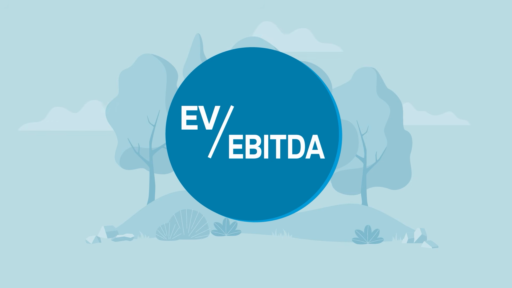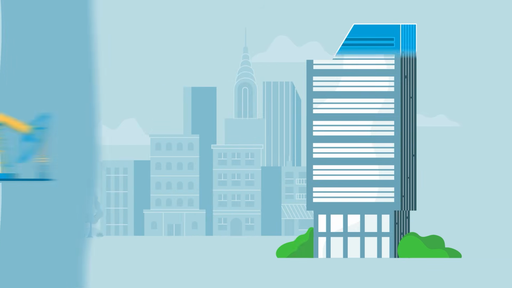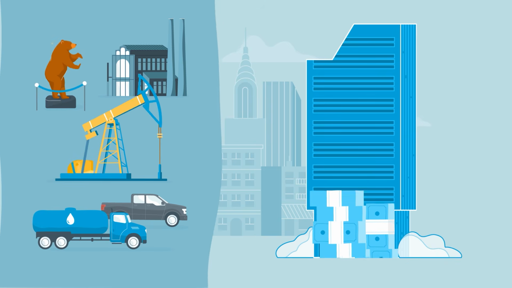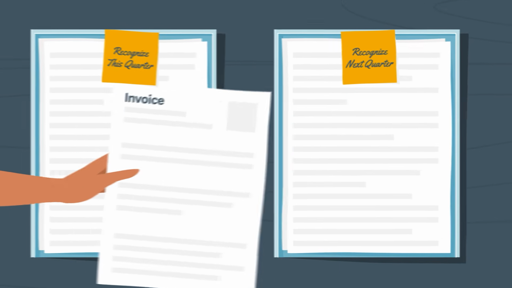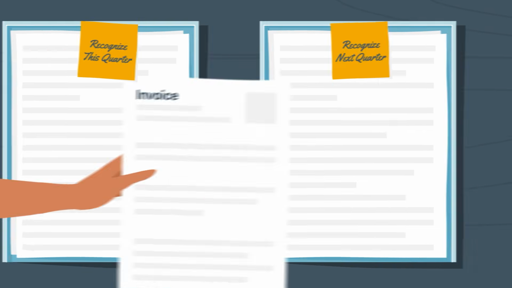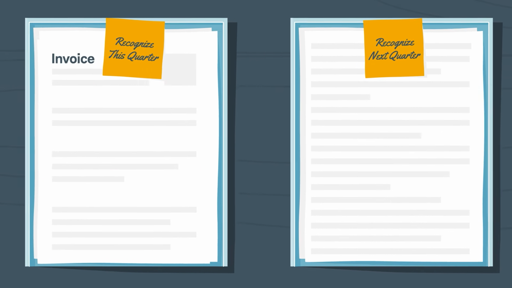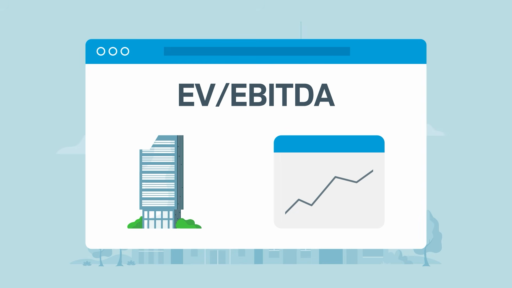However, EV to EBITDA does come with drawbacks. For example, it doesn't account for capital expenditures, which can be a major expense that could hurt the company's bottom line. The ratio is not immune to accounting shenanigans either. For example, aggressive accounting for revenue streams, like recognizing revenue before a service has been delivered, could make the ratio appear more favorable. Also, keep in mind that a low valuation ratio does not guarantee a good investment.